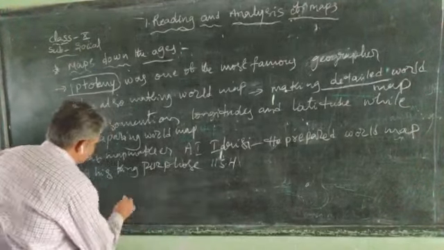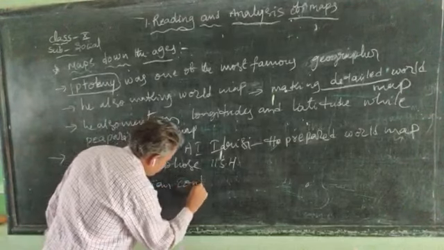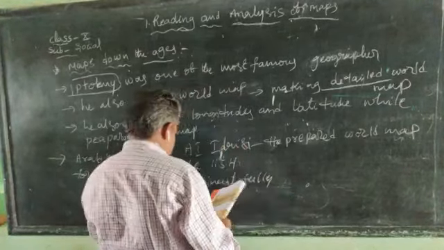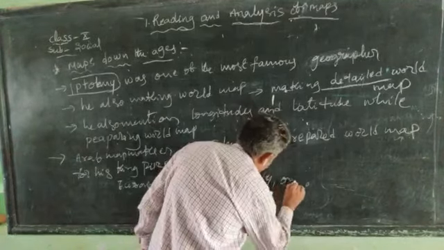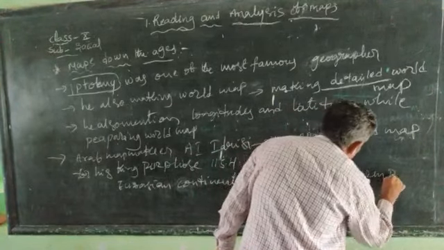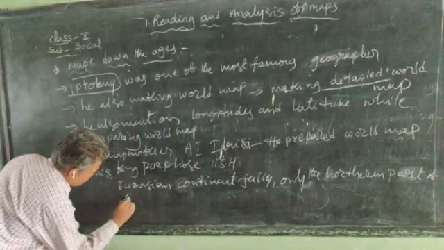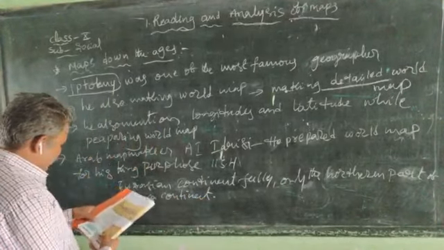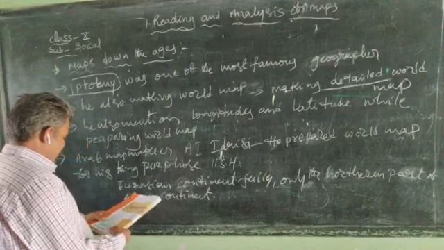He mentioned the Eurasian continent fully, and also only the northern part of the African continent, and a lack of details of southern Africa and Southeast Asia.